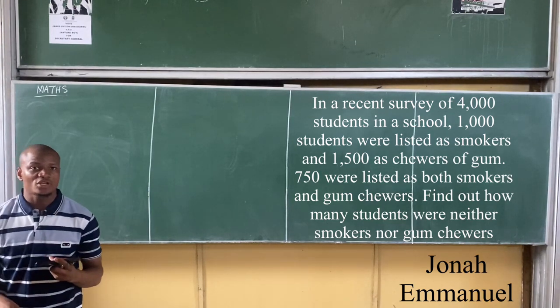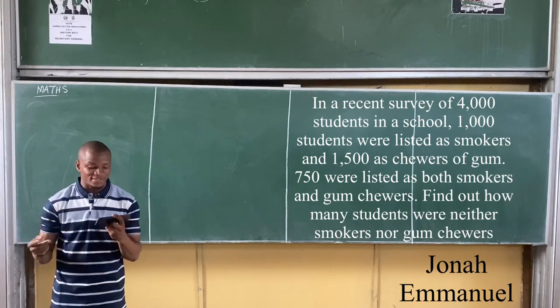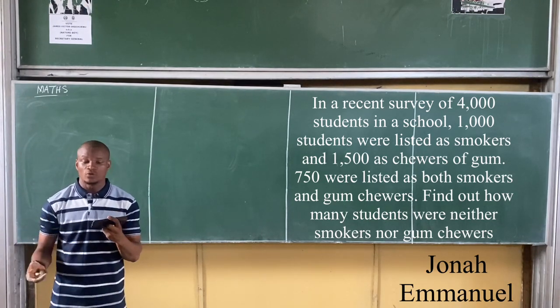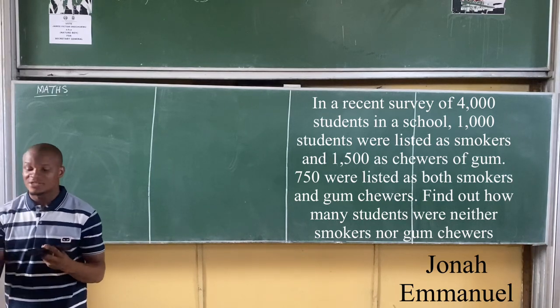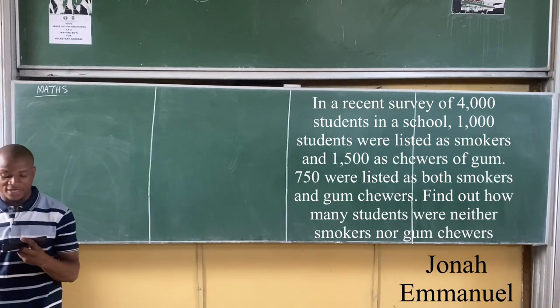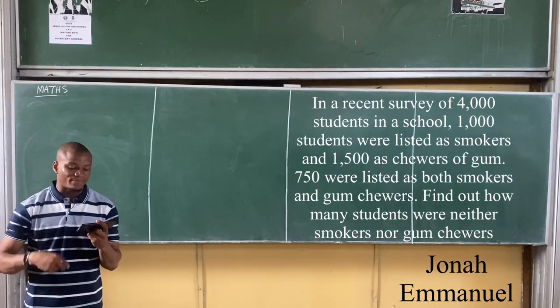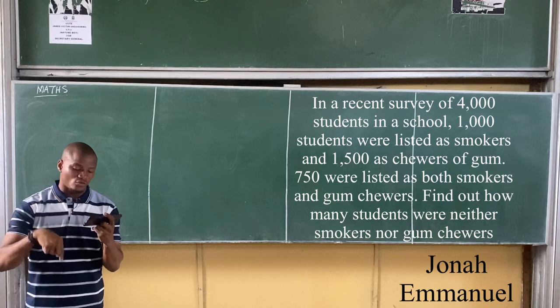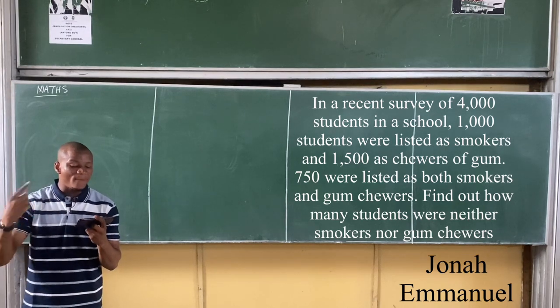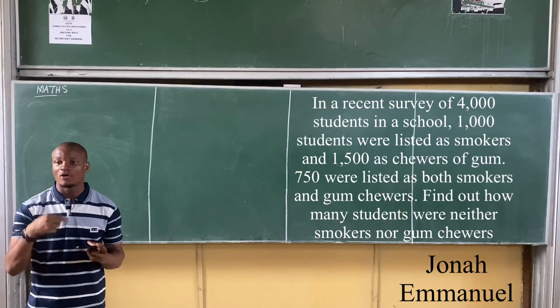Alright, check the question again. I said, in a recent survey of 4,000 students in a school, 1,000 students were listed as smokers, 1,500 as chewers of gum. 750 were listed as both smokers and gum chewers. Find out how many students were neither smokers nor gum chewers.